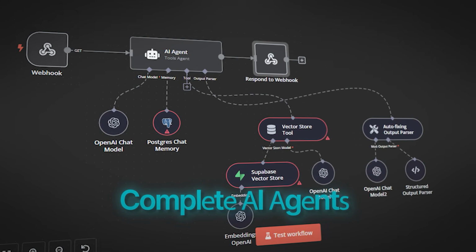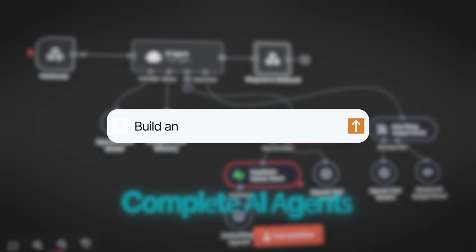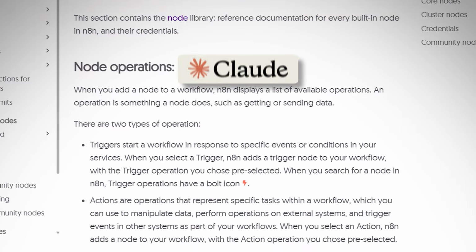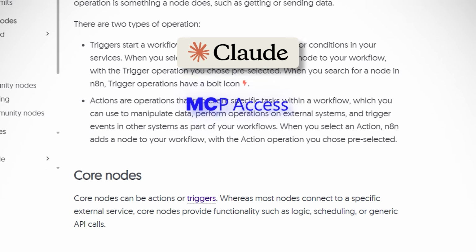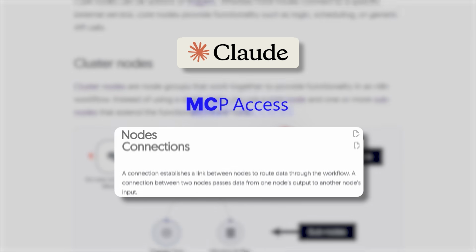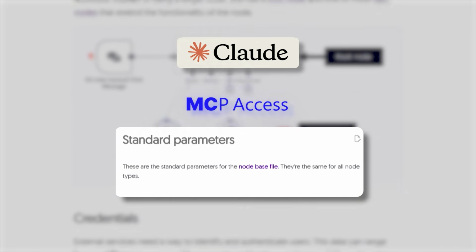What if I told you Claude could now build complete AI agents in n8n with just a single prompt? So whether you're a complete beginner or an automation expert, this is something you do not want to miss. The secret is Claude now has MCP access to all of the n8n documentation, including all the nodes, all the connections, the APIs, and all the parameters.